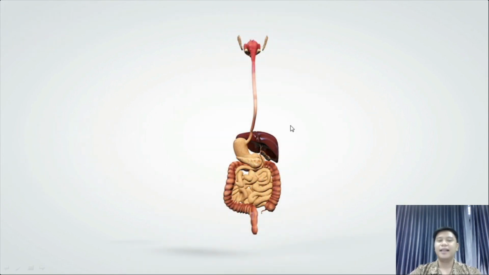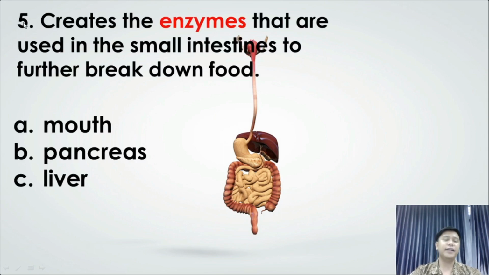Okay? Next question, number 5. So for number 5, creates the enzymes. Remember the word enzyme. That are used in the small intestine to further break down food. So is it A, mouth, B, pancreas, or C, liver? What is the correct answer? Letter, very good, B, pancreas. So remember the word enzymes, pancreas, okay?